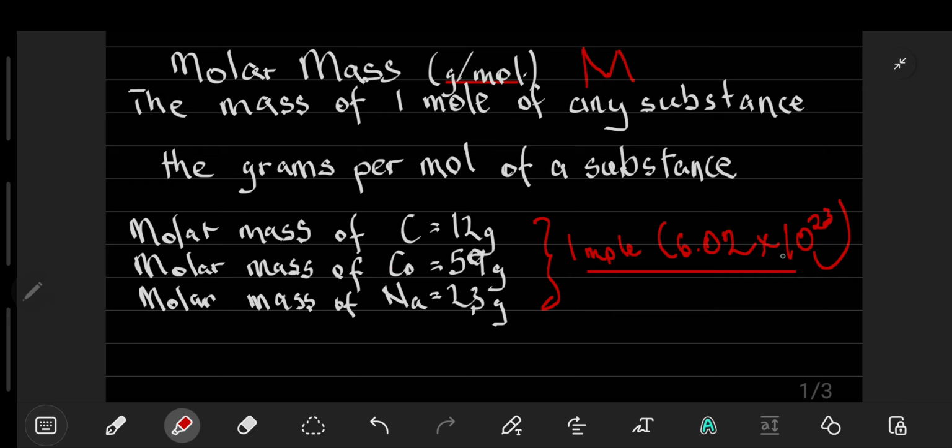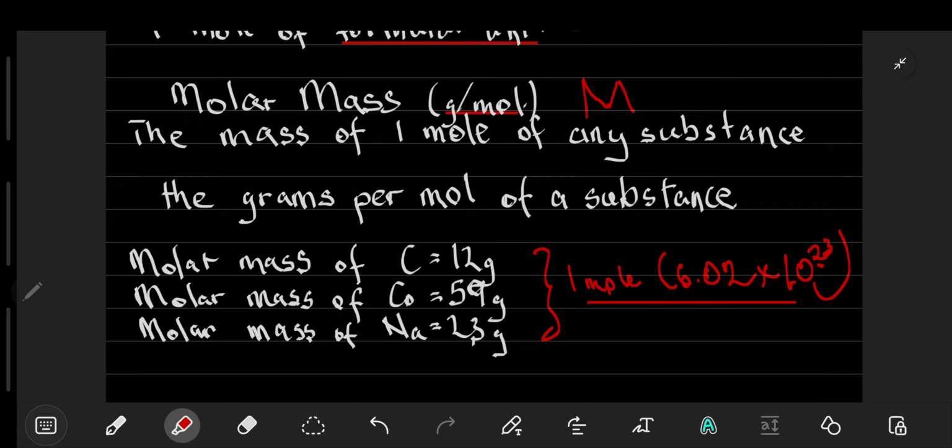So they have the same number of particles. If we pick 6.02 times 10 raised to the power 23 particles of carbon, they are going to have a mass of 12 grams. Cobalt, same number of particles, will have a mass of 59 grams. Sodium, same number of particles, will have a mass of 23 grams.